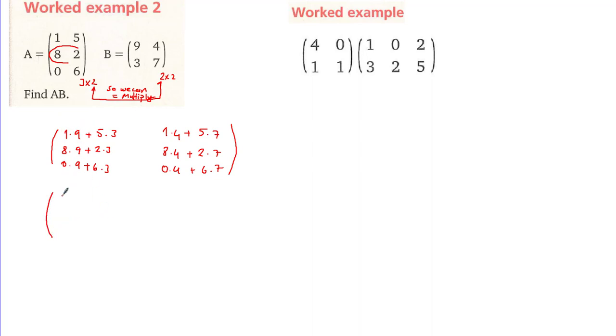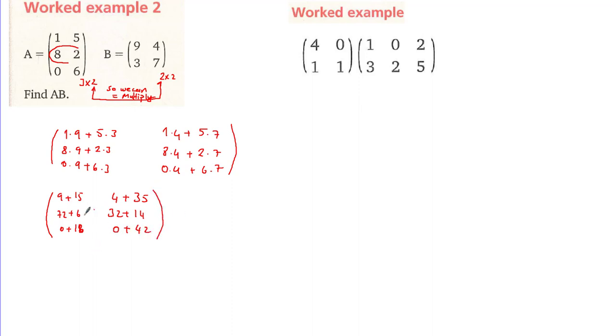1 times 9 is equal to 9, plus 5 times 3 is equal to 15, and 8 times 9 is 72, 2 times 3 is 6, 0 times 9 is 0 plus 6 times 3 is 18, 0 plus 18, I'm sorry. Then 1 times 4 is 4, 5 times 7 is 35, 8 times 4 is 32 plus 2 times 7 is 14, 0 times 4 is 0, then 6 times 7 is 42 it's going to be.